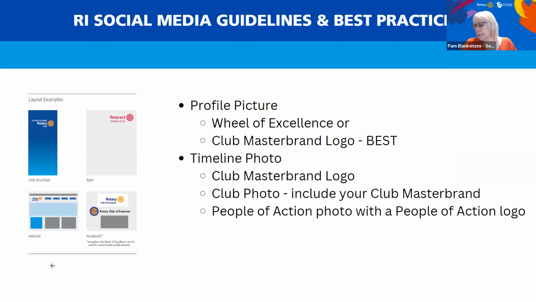So here are the guidelines. Rotary International says they want a Wheel of Excellence or the Club Master Brand logo, which is the best. And then for your timeline photo, you can either put your Club Master Brand logo, or I like to use a club photo that includes my Club Master Brand logo, or use a People of Action photo with the People of Action logo, like Alamo Heights did. We can go to the next screen, Arden, and I'll show you what my club page looks like.